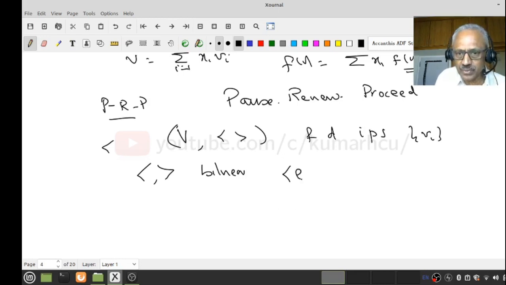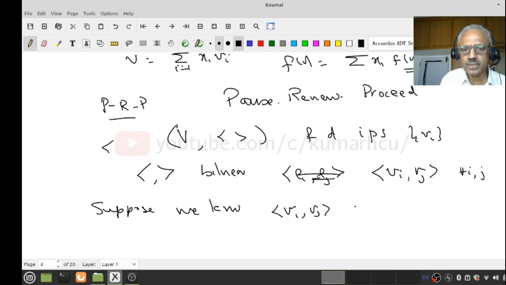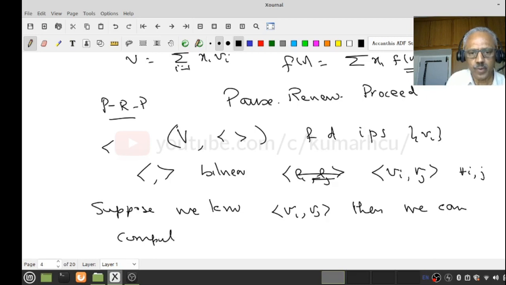Therefore, if I know the inner product of Vi, Vj for all i and j, then we can compute the inner product of v with w for any v and w in V. This is what we want to prove.